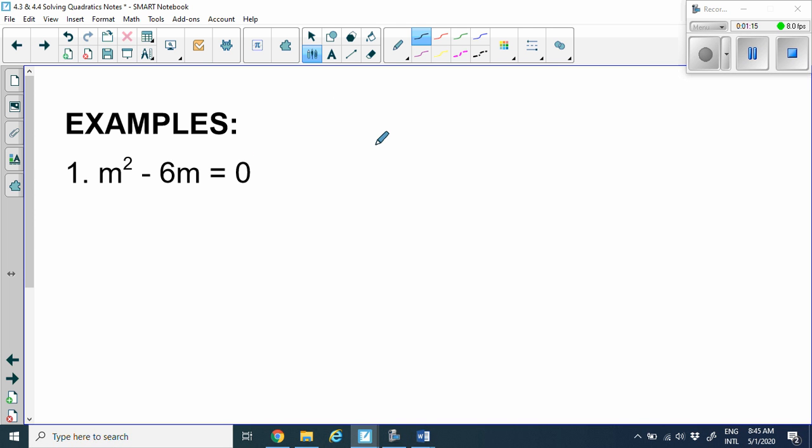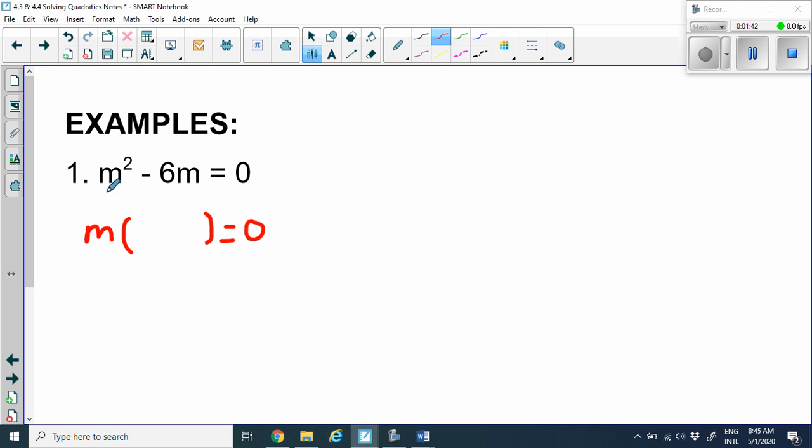Okay, example 1, we have m squared minus 6m equals 0. Now remember, the first thing you should always ask yourself is, do these terms have something in common? This is our greatest common factor. If I look at these two terms, they do have something in common. They both have an m in common. So I'm going to go ahead and take that out and rewrite my expression using one set of parentheses.